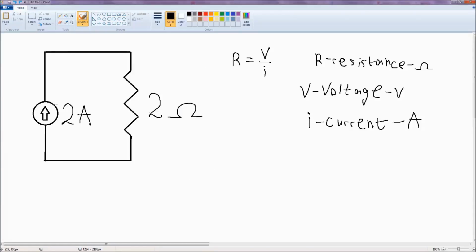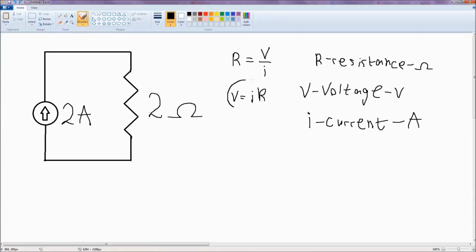This is a very simple circuit, and we have an independent current source and a simple resistor. What we don't know in this circuit is the voltage across this resistor. From our formula we can say that V equals IR, basically by multiplying both sides by I.